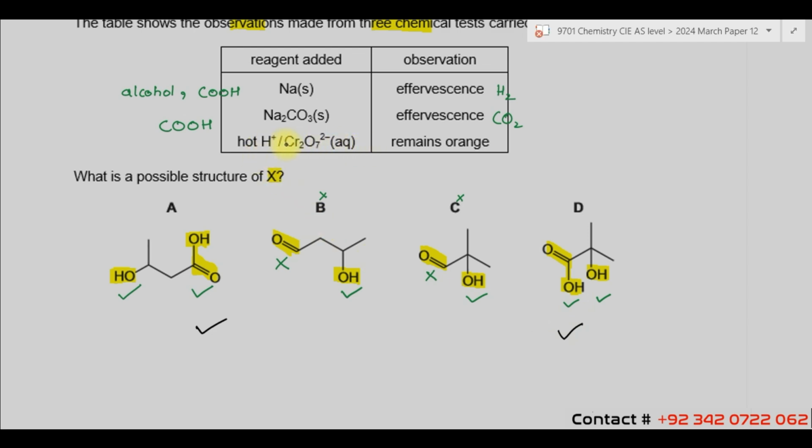It says that with the oxidizing agent it remains orange. So it means it cannot oxidize further. So in A we have a secondary alcohol. A secondary alcohol can be oxidized to form a ketone. The product will be this. Carboxylic acid cannot be further oxidized. It says remains orange, which means it should not oxidize. So A is incorrect. In D we have a carboxylic acid, which does not oxidize. We have a tertiary alcohol, which also does not get oxidized. So the correct answer is D.